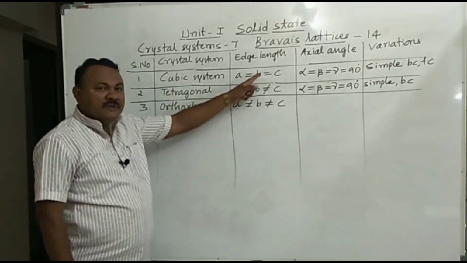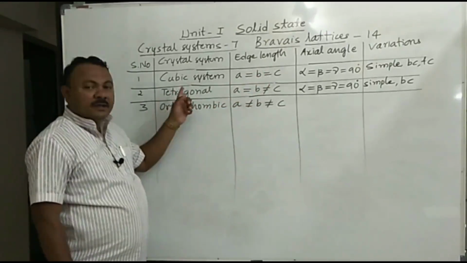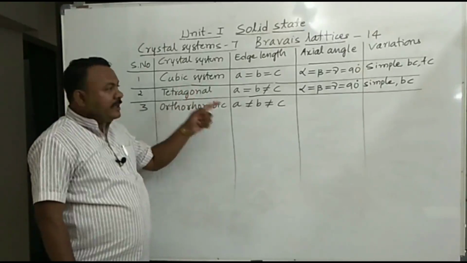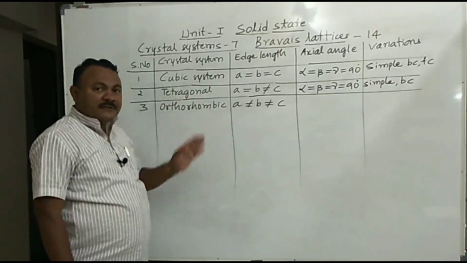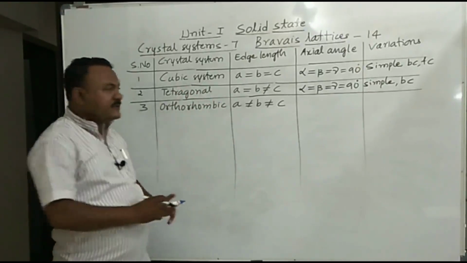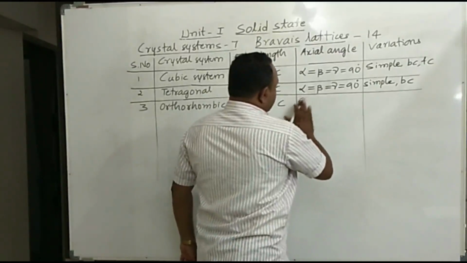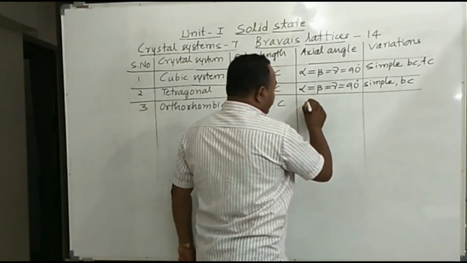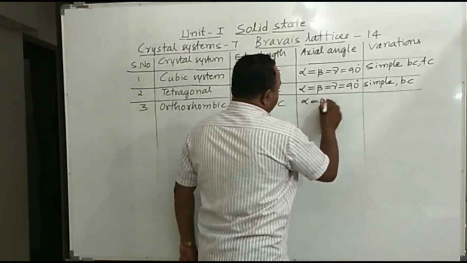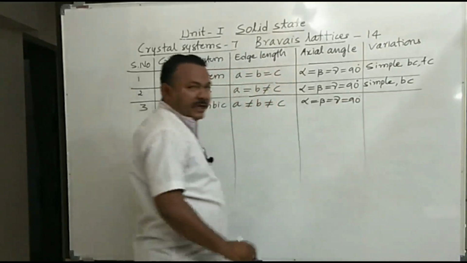A is equal to B is equal to C, alpha, beta, gamma equal to 90 degrees in the cubic system. Keep the angle same, cancel one edge, we get the tetragonal system. Cancel another edge, we get the orthorhombic system. No change in axial angles, alpha, beta, gamma equal to 90.